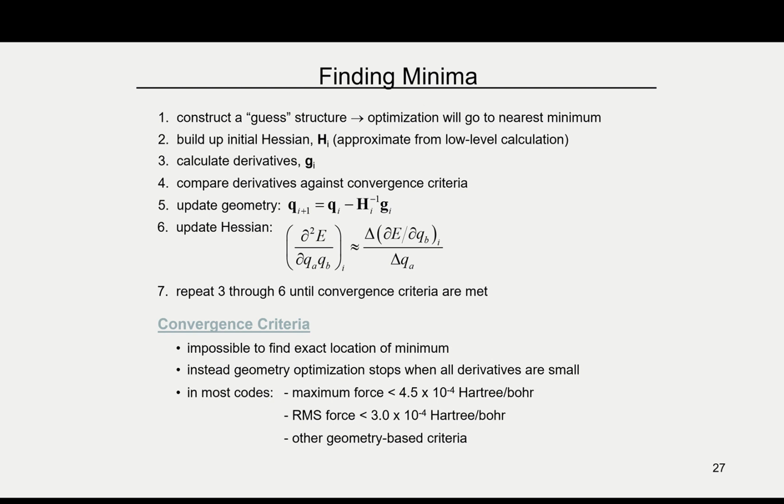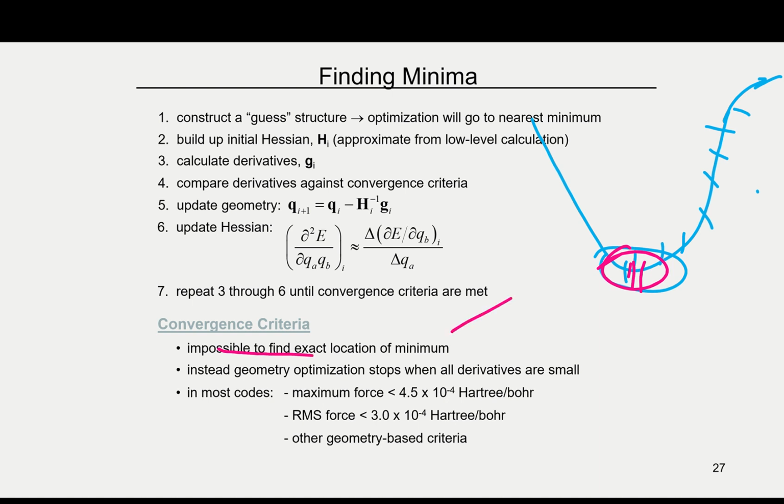Actually, it is impossible to find the exact location. If this is a harmonic surface, for example, and the system comes to the minimum here, it is very difficult to get the exact minimum. You don't know whether this is the minimum, or this, or this. Therefore it is impossible to find the exact location of the minimum.